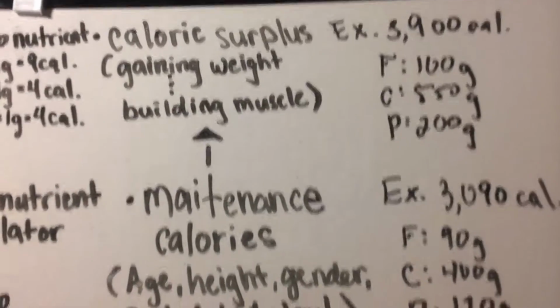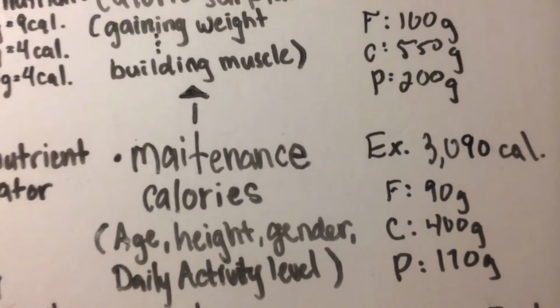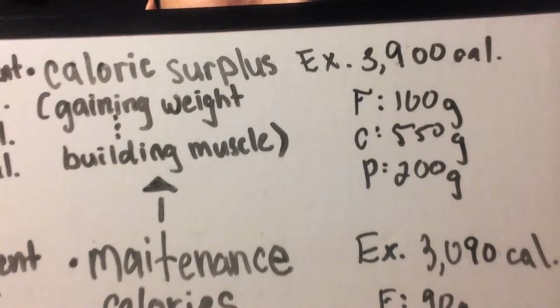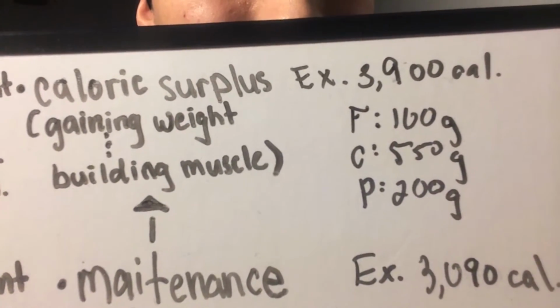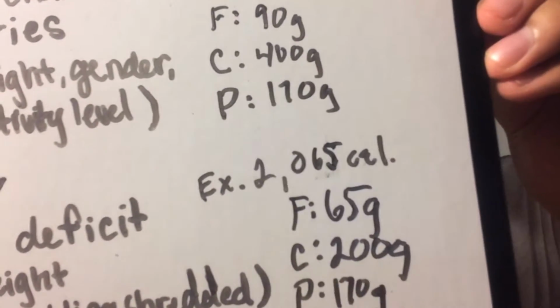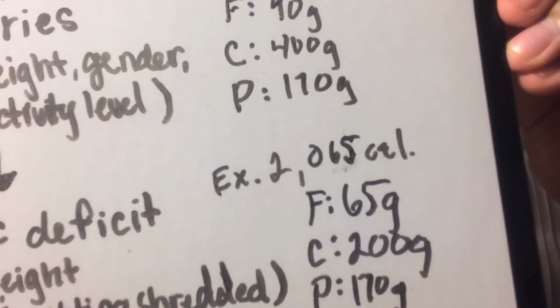I have an example right here for you guys. As you can see, there's 3,090 calories in there, and then if you want to go in a caloric surplus, it turns into 3,900 calories. If you want to go in a caloric deficit, 2,065 calories. So you see you subtracted here and you added calories here.